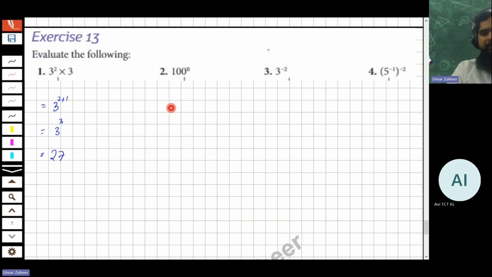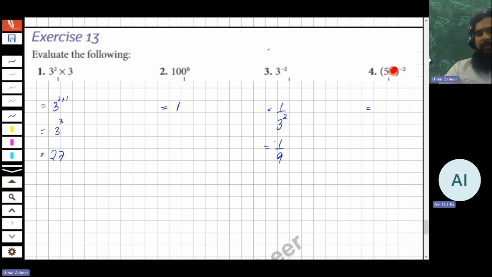So 100 raised to power 0 will be equal to one. Any number having a power 0 is 1. So 2 raised to power 3 raised to power minus 2. Obviously, we cannot evaluate negative power. So first of all, we have to convert this negative power into positive. So it is in the numerator, we have to move it into the denominator. So minus 2 will become plus 2. So 3 square will become 9.